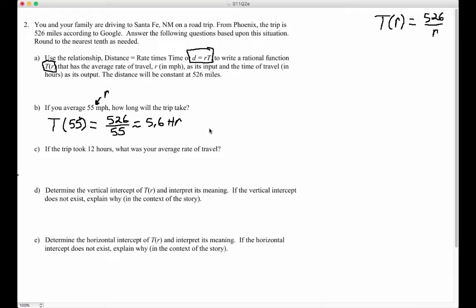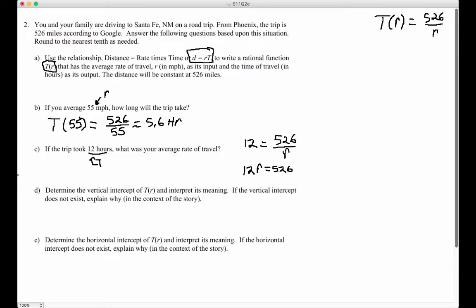Okay, if the trip took 12 hours, what would your average rate of travel be? So now notice that this is a time. So what they're giving us now, this is a capital T right here. So that says 12 is equal to 526 divided by r. What would your average rate have been? Okay, so we're going to go ahead and clear the fractions here, or use the means equals the extremes idea, and that tells me that 12r is equal to 526.